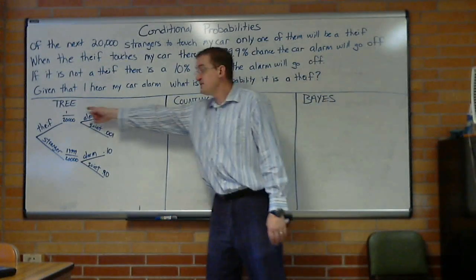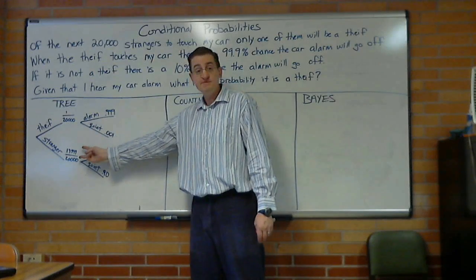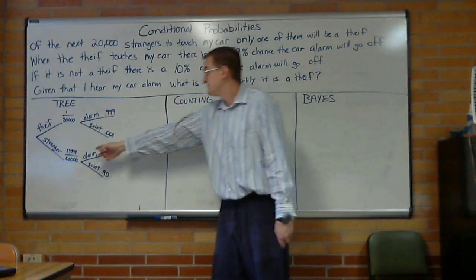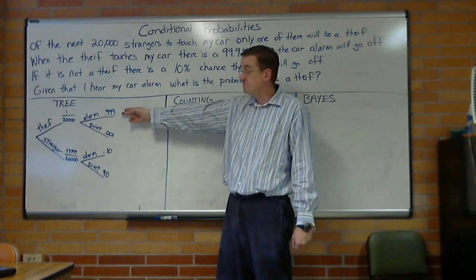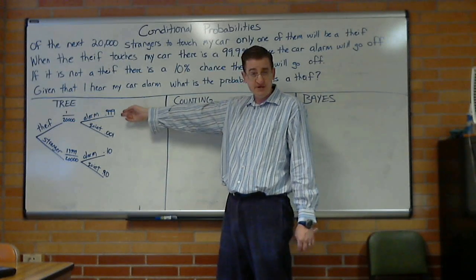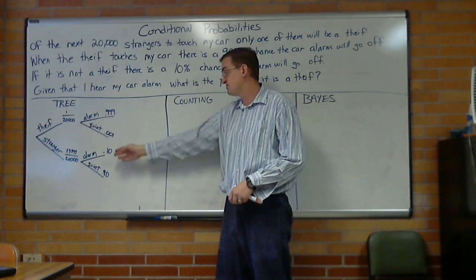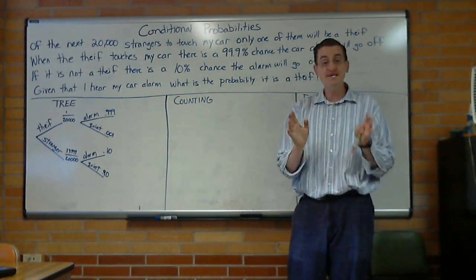The probability of a thief is only 1 out of those 20,000. Super small. Probability of a stranger is 19,999 out of 20,000. So big chance there. Now, if it's a thief, the probability of the alarm is 0.999 because it's very likely. That's why we buy the car alarms. If it's not the thief, then the chance of the alarm going off is only 10%. Now, we know the alarm did go off.